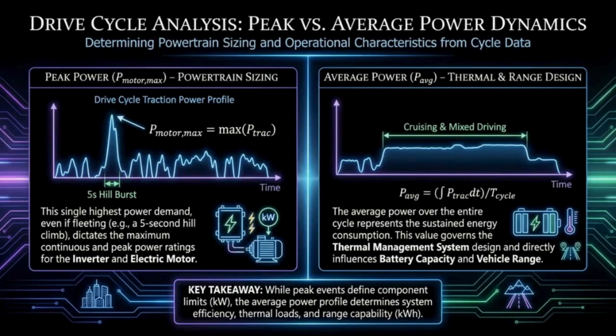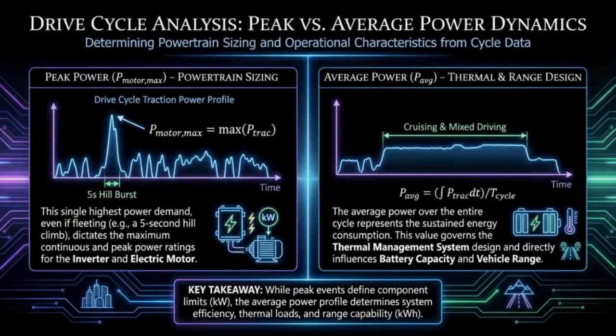The motor must be sized for the highest power demand in the entire driving cycle. Peak motor power equals the maximum traction power. This means we examine all time steps and select the largest value of traction power. Even a short 5-second hill climb can create the highest power demand. That brief burst determines the inverter power rating in kilowatts. The inverter must survive the worst-case moment, even if it happens only once.